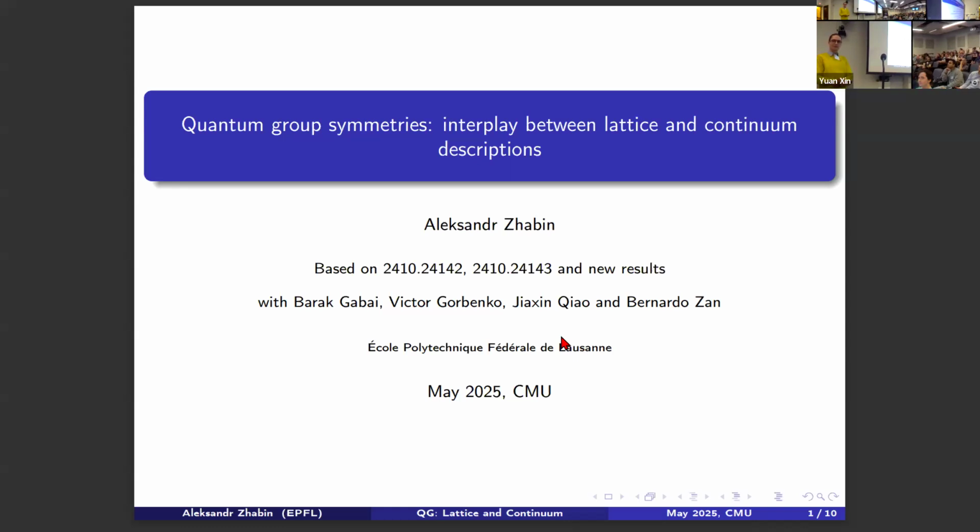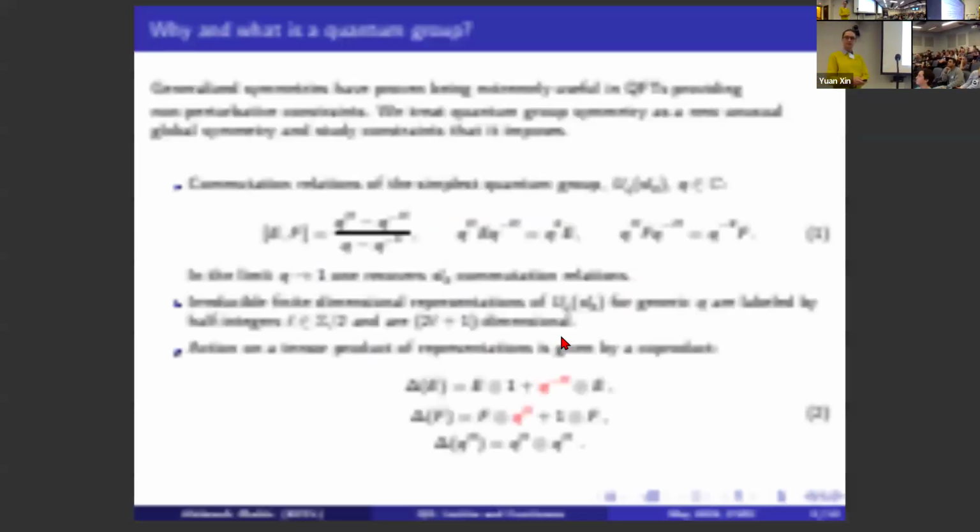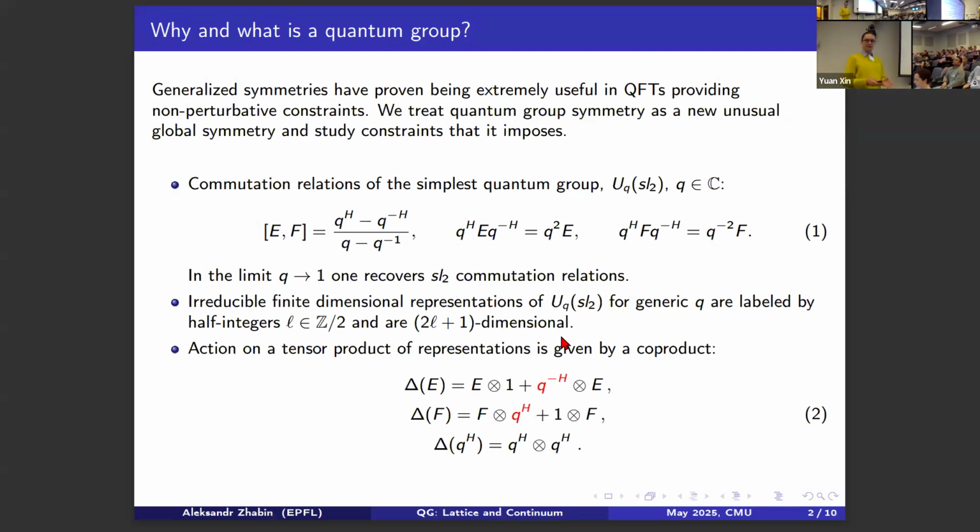Today I will be talking about quantum group symmetries, both on the lattice and in the continuum. So why do we study quantum groups? We think about them in the following way. Over the last few years, we have learned that generalized symmetries have proven extremely useful in quantum field theory, providing some non-perturbative constraints. And we treat the quantum group as a global symmetry, a new unusual symmetry, and study which constraints it can impose on quantum field theory.